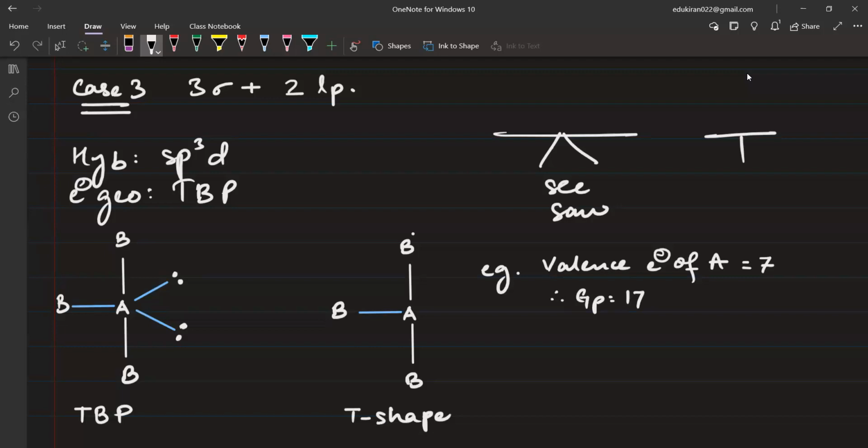17. And in group 17, I cannot take fluorine because fluorine cannot have more than 8 electrons. Right now, this A is having 6, 7, 8, 9, 10 electrons. Wait a second. 6 and now 10. It is having 10 electrons right now. So it cannot have 10 electrons. So fluorine will not have. So what will have? Chlorine can have, right?